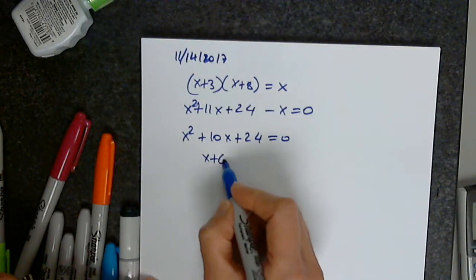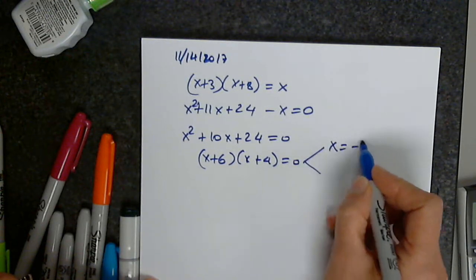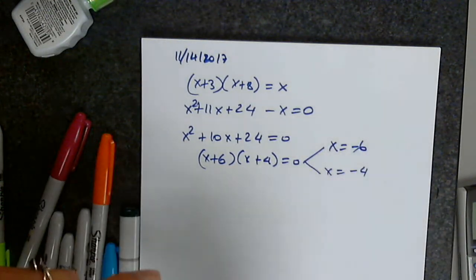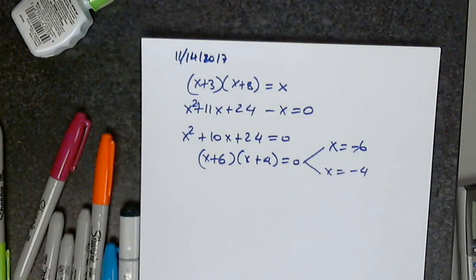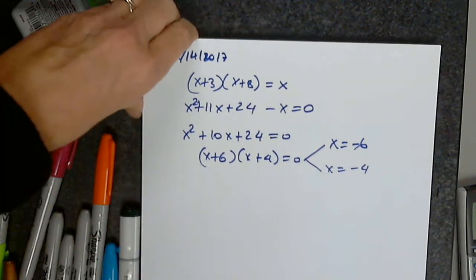And then we have (x + 6) and (x + 4), and we get x equals -6 and x equals -4. What do you think was the problem with this part D? Is this okay? Perfect. Next question.